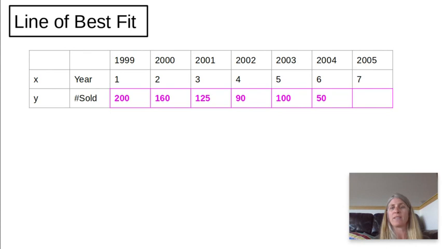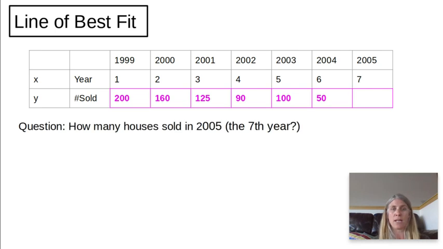Line of best fit is when you have a table of values such as this, and you want to create one of those correlation lines so that you can plug in a value of X to make a prediction about your data. So our question is, how many houses are sold in 2005, which is the 7th year, based on this information we see on the graph?